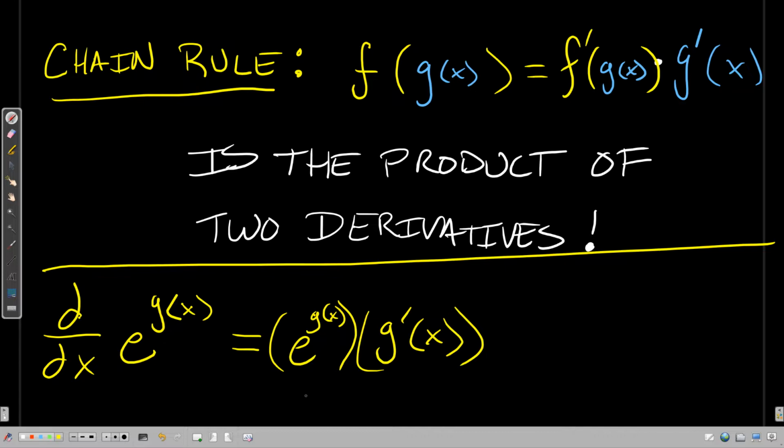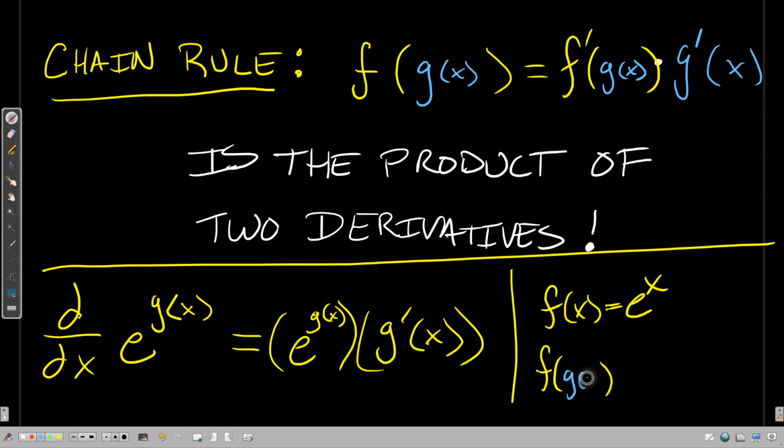Now these are the same. This property is the same as what we just stated if you just observe that f of x is e to the x and g of x is just whatever it is. So then f of g of x would be equal to e to the power of g of x. So you've been doing chain rule already and didn't even realize it.